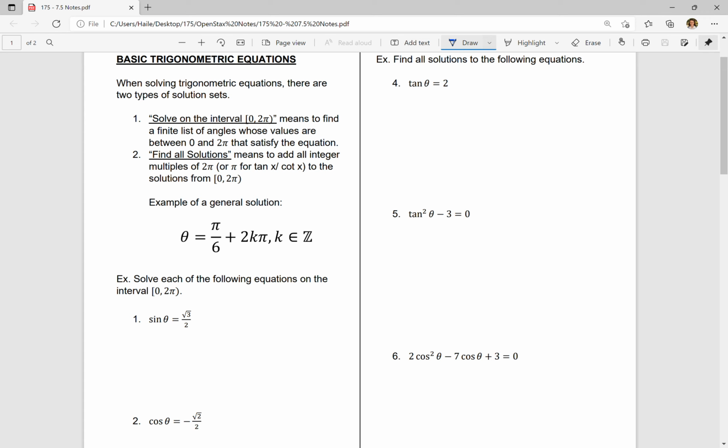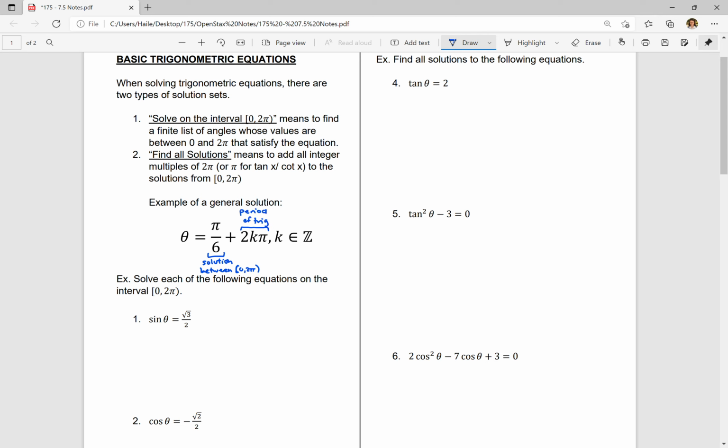So let's break this down and talk about all the different parts. This pi over 6 would be your solution between 0 and 2 pi, that interval should be open. This 2k pi is taking into account the period of the trig function.